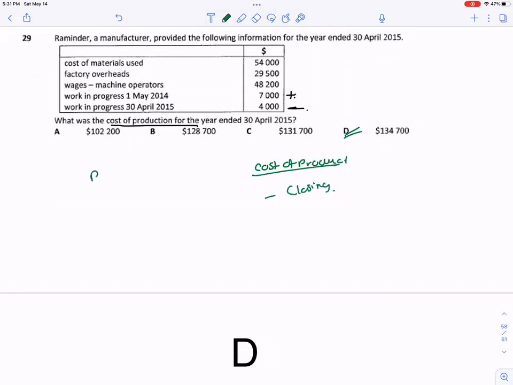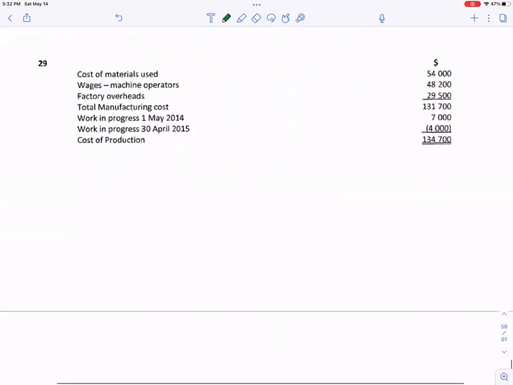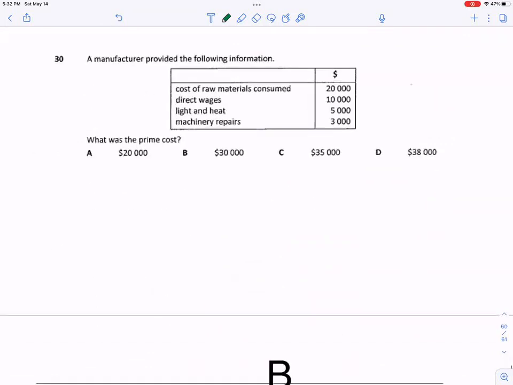And sometimes they ask you prime cost of production. What do you do in prime cost of production? Prime cost of production is the same as prime cost, right? Yeah, direct material plus direct labor plus direct expense. Come on.